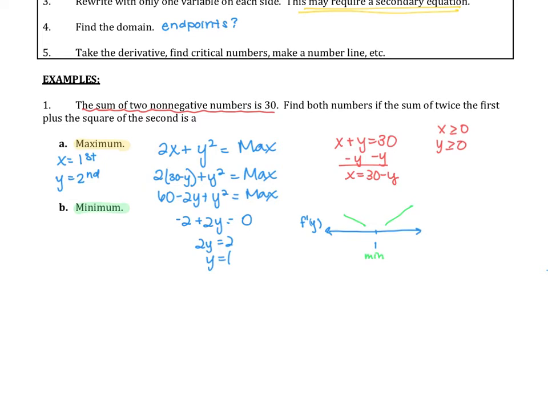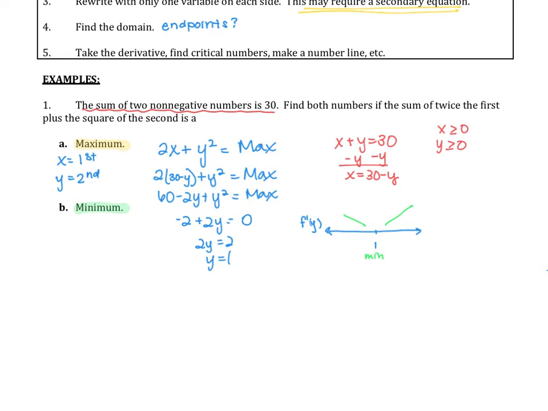Well, I've got my domain that I need to consider. Now, I originally said the sum of two non-negative numbers, which meant x is greater than or equal to 0, y is greater than or equal to 0. But do I have a max at that point? Is there any place that it can't go above? Right, so let's reconsider this domain.